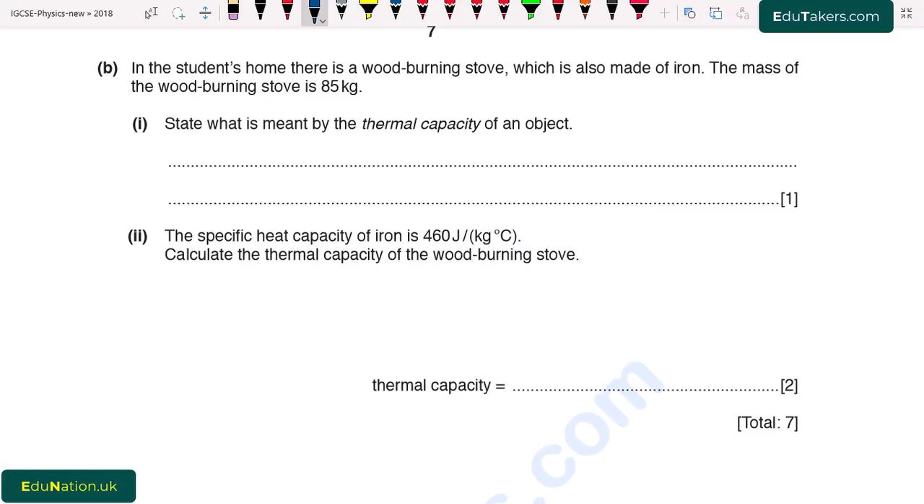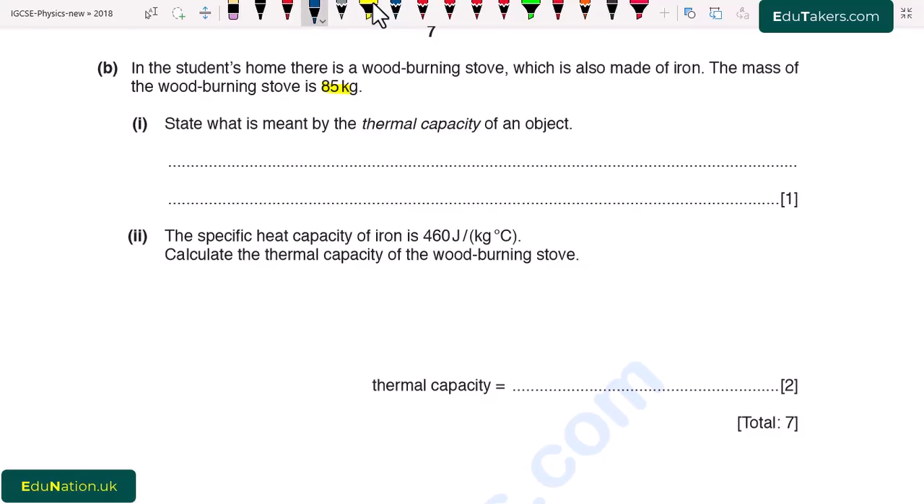Part B. In the student's home, there is a wood burning stove which is also made of iron. The mass of the wood burning stove is 85 kg. Part 1. State what is meant by the thermal capacity of an object. So what is the thermal capacity of object? It is the energy required to increase the temperature per degree C.